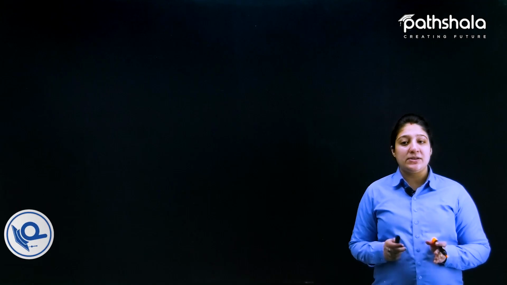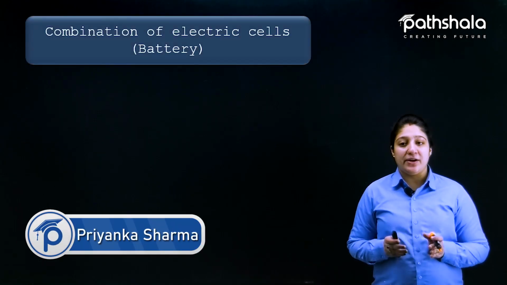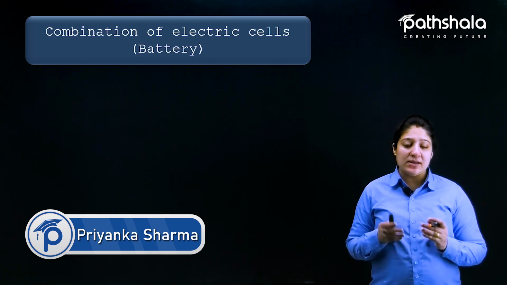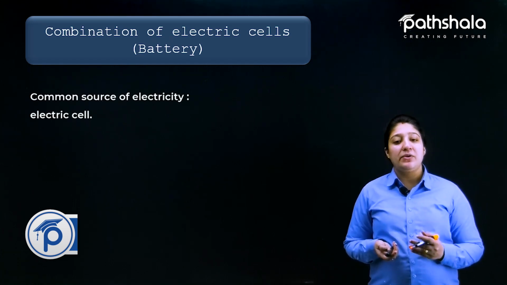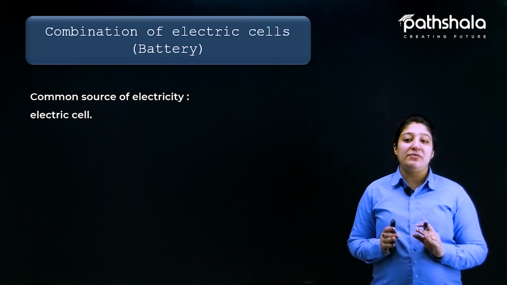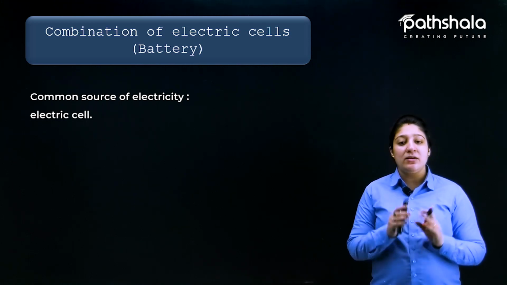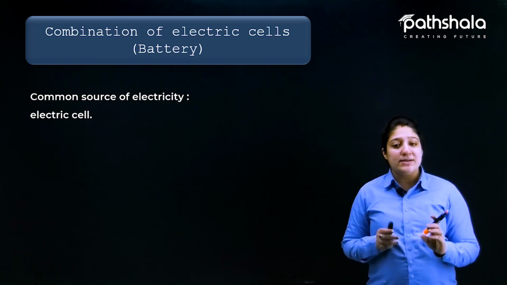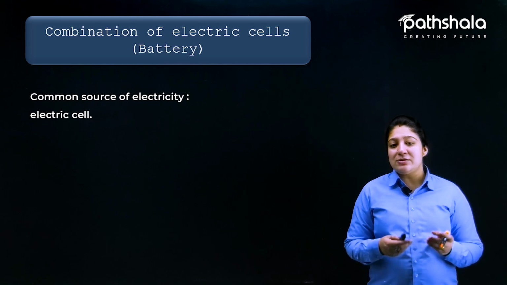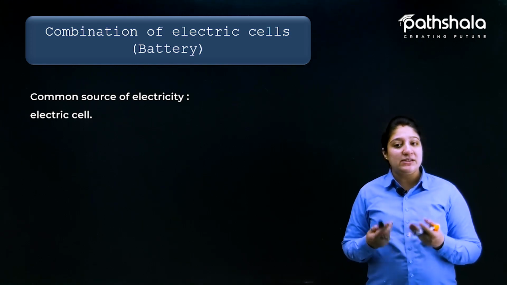So let's move to our next topic, that is battery. Now what is battery actually? The combination of electric cells, and why this is required, that we are going to understand in this topic. Now we know that the common source of electricity is electric cell, and in many devices we just put a simple electric cell and the appliances or the electrical devices work.